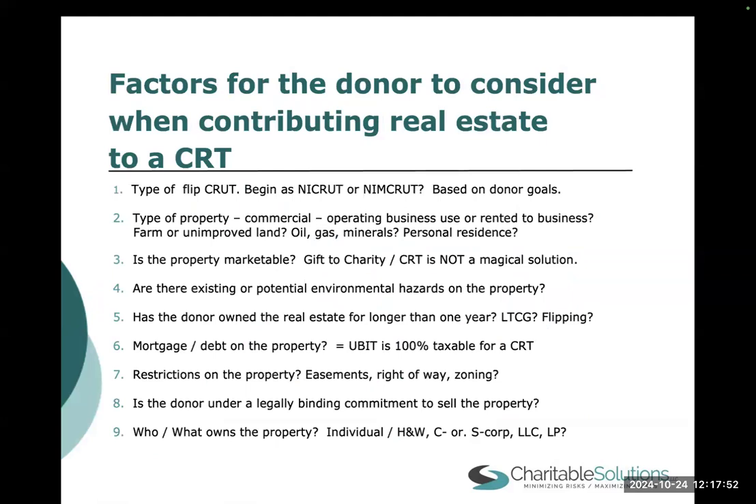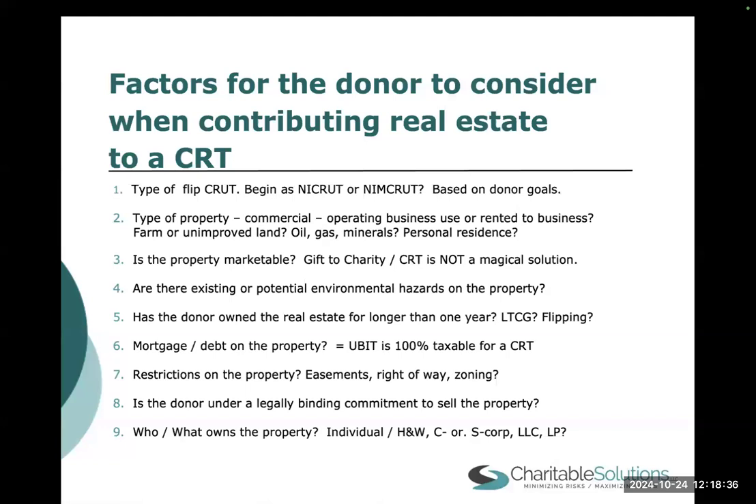Now, let's jump into real estate, because as Ryan mentioned earlier, the majority of our complex CRTs are funded with real property. One of the first questions you have to get answered by the donor is, do they want to structure this as a flip net income, which is what I prefer, or do they want to set it up as a flip net income with makeup charitable remainder trust? You might say, well, what's the difference? The difference can be significant. When it's a flip net income, the donor is just entitled to the net income during the pre-flip period. And if there's no income, then the donor doesn't receive any.